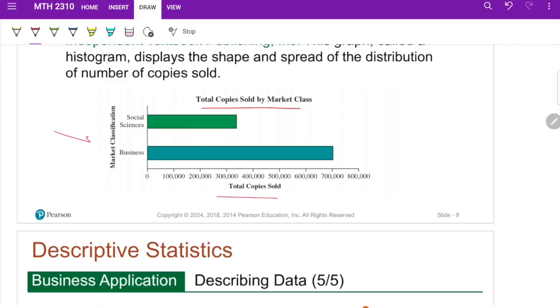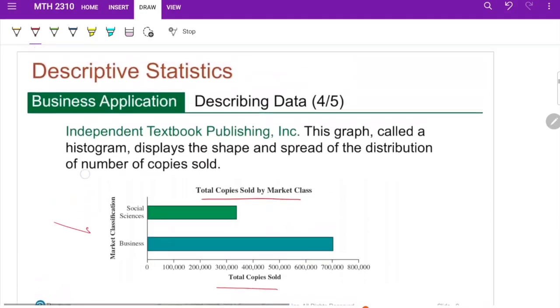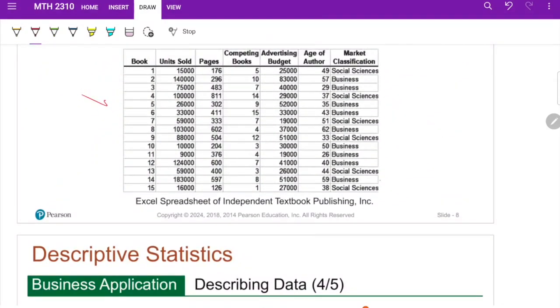And we can find the mean, or the average, of the books that have been sold, of cost or revenue or budgeting, or the age of the author. We can find the most frequent market classification, let's say business or social sciences. So we can do some descriptive statistics here, right?